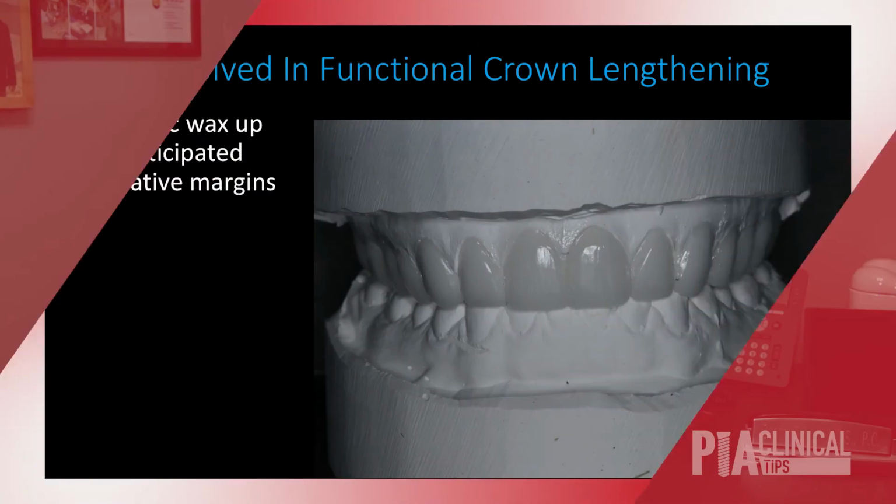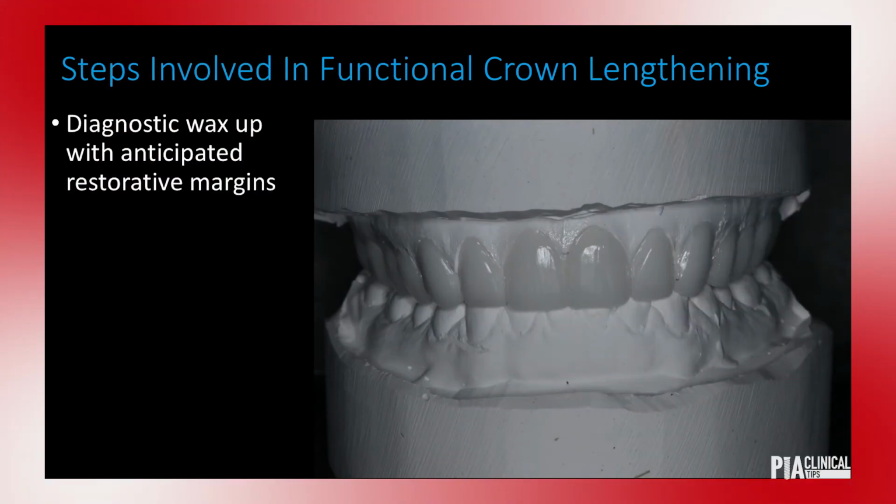So let's discuss the steps involved in preparing for functional crown lengthening. The first step is preparing a wax-up. A good diagnostic wax-up with the final anticipated restorative design will convey a lot of information and aid you in your functional crown lengthening. It will tell you where the anticipated midline is.